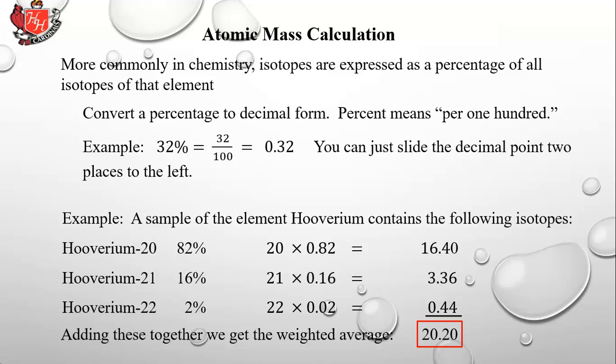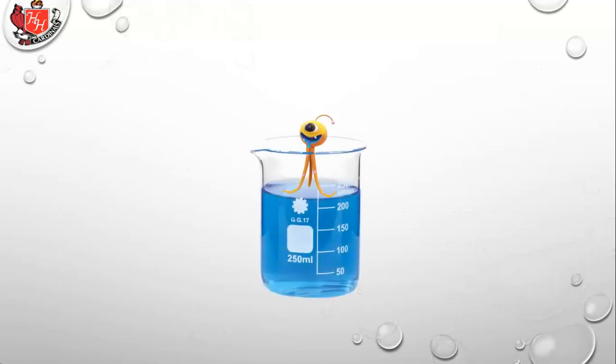The atomic mass, that's what you would see on the periodic table. If there really was such an element as Huvarium, you would see the atomic mass as 20.20. Okay, so that's how you compute atomic mass. All right, that takes care of this lesson.